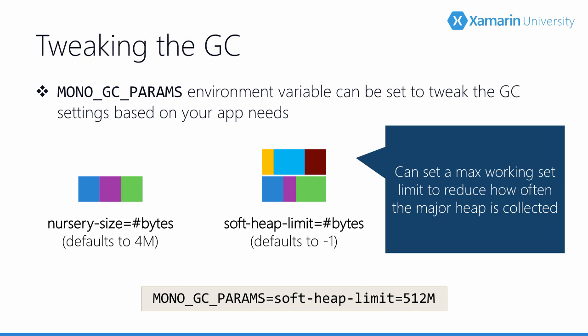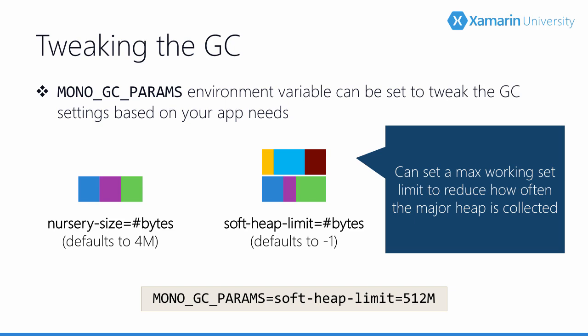Now, what soft heap limit does is it actually sets a target working set for your app. What that means is that the GC will optimize for performance until it hits this size. And so it monitors the overall memory being used by your application. And once you exceed this value, it begins to be more aggressive about doing major collections. And so it will collect the major heap more often when you go over the soft heap limit value. So the higher this value, the less often a major collection will occur.